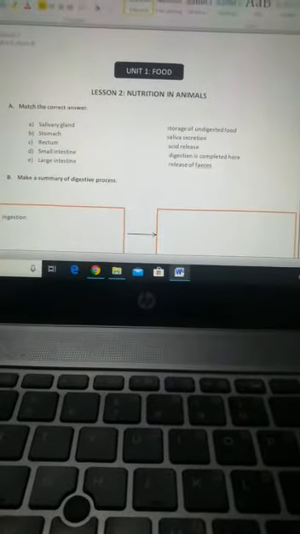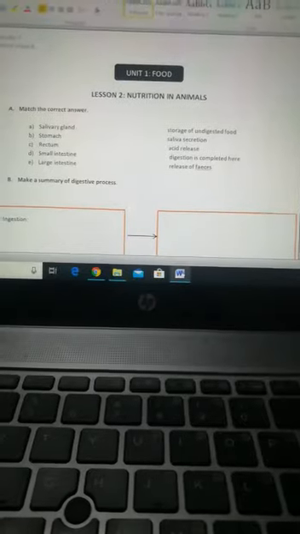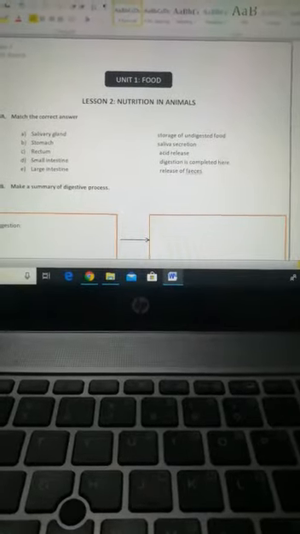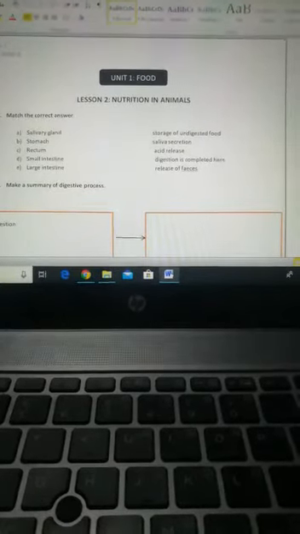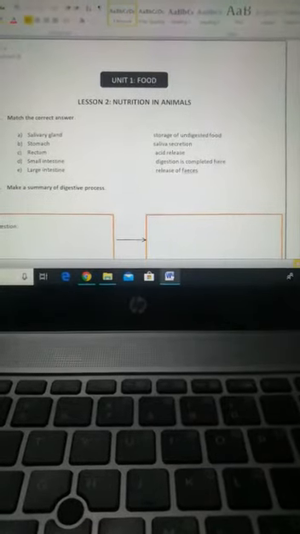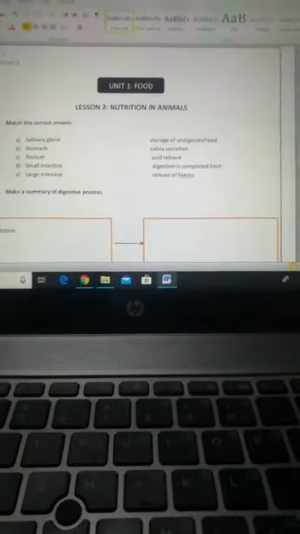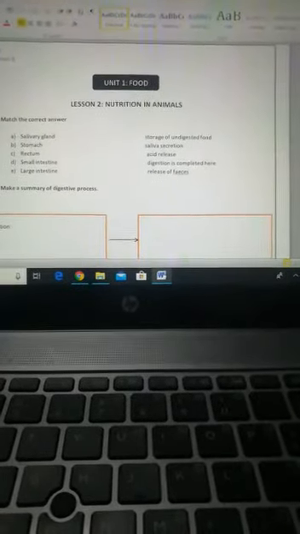This is the worksheet number 8 from unit number 1, food, lesson number 2, nutrition in animals. Part A is match the correct answer. After solving the previous worksheet, you can easily solve this also. You have to match the correct answer. Salivary glands, what are the functions of salivary glands? For example, saliva secretion, and in the same way you have to match all these answers.